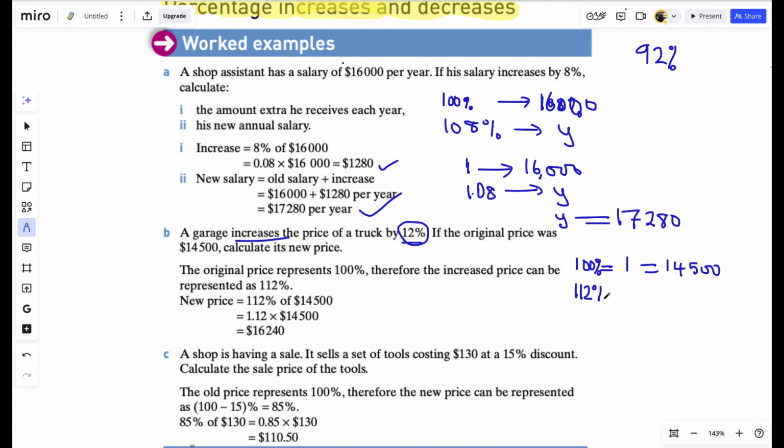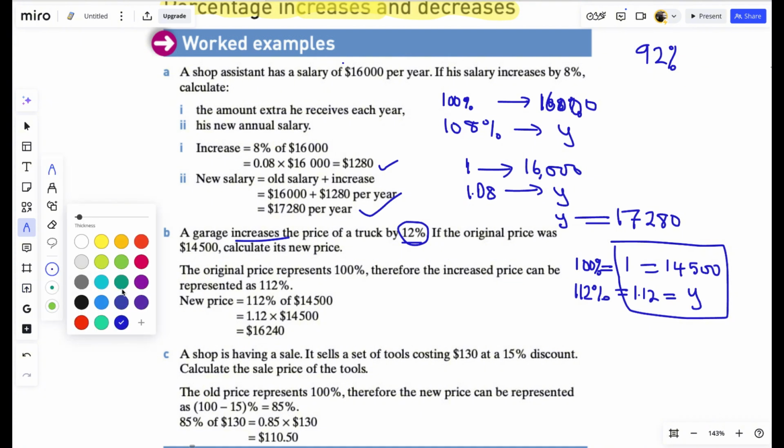112%, if we change to multiplier, please pay attention, this is very important. This is where Cambridge bring their exam. So if you change to multiplier, it becomes 1.12. So you say 1.12 equal to what? They ask you what's the new price. You don't know. You can call it Y or you call it X, anything you like. So we cross multiply. We're going to multiply Y by 1.